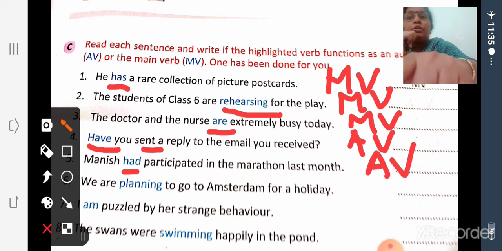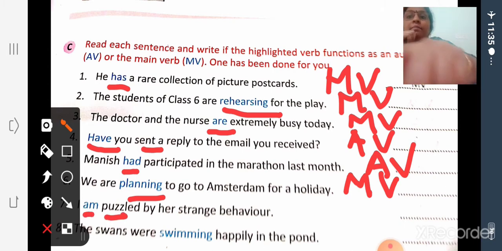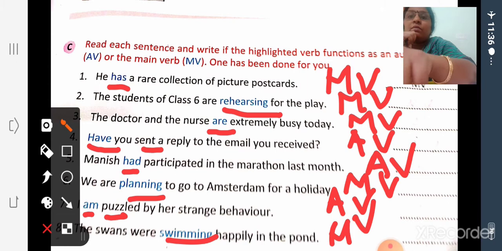Then, we are planning to go to Amsterdam for a holiday. So here planning is the main verb and the auxiliary verb is are. Then, I am puzzled by the strange behavior. Puzzled is the main verb, and am here is the auxiliary verb. Then, the swans were swimming happily in the pond. Swimming is the main verb, because the auxiliary verb is were.